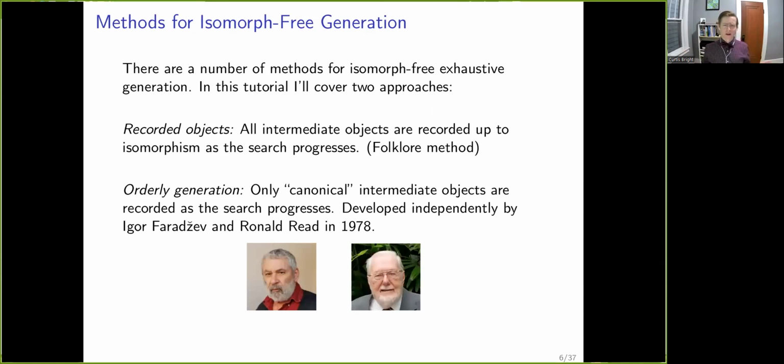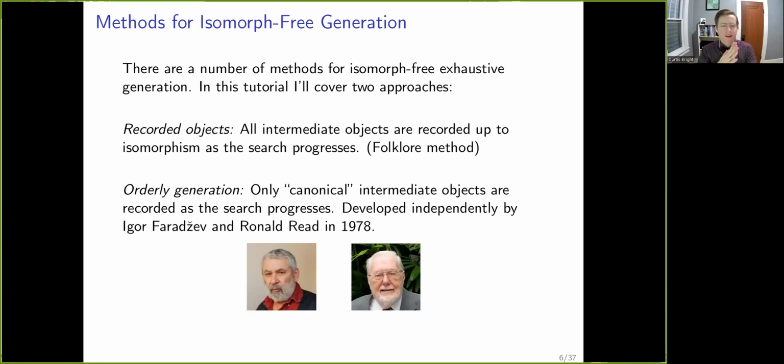So this is a very classic problem. I'm just going to go over 2 methods of isomorph-free exhaustive generation, well known in the symbolic computation literature. And I can only scratch the surface of this interesting problem. I'm going to go over the first method called recorded objects. This is a kind of a folklore method. It's kind of the first thing that you might want to try. It's basically you take a record of where you've been. And then a more sophisticated approach called orderly generation is dependent on a notion of defining a canonical representative.